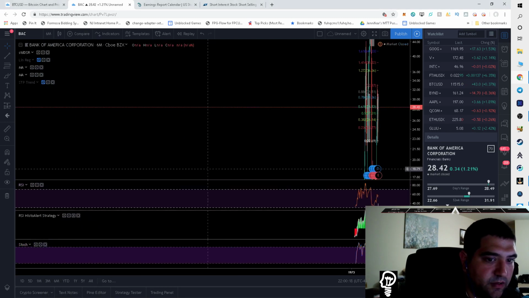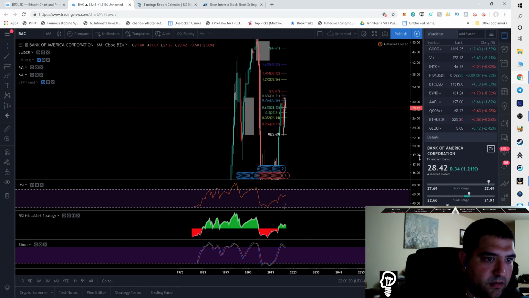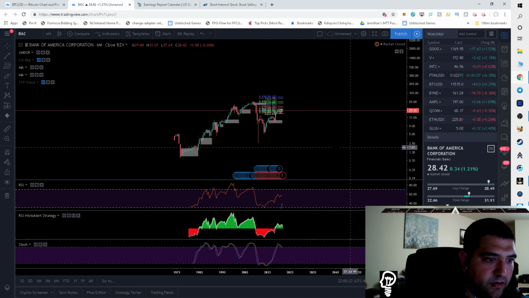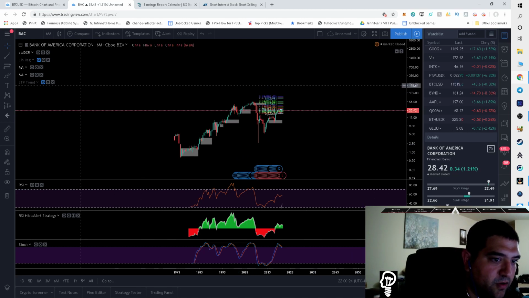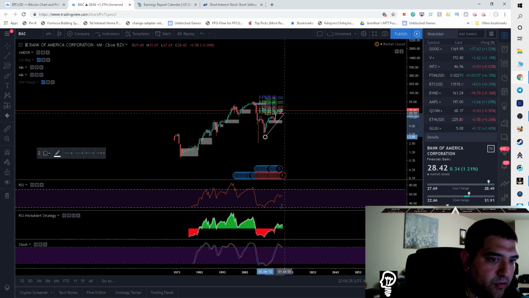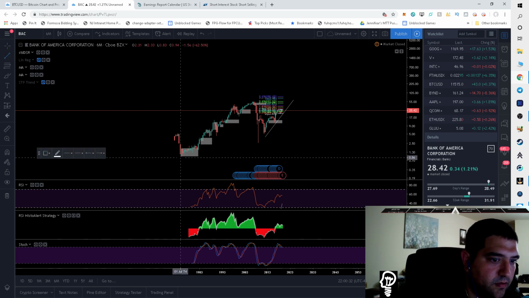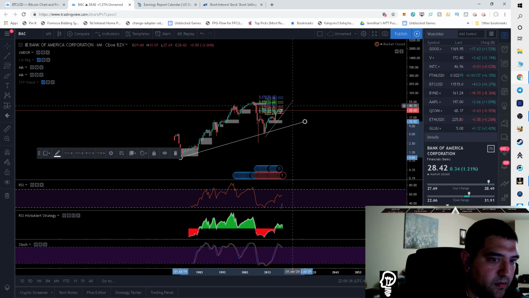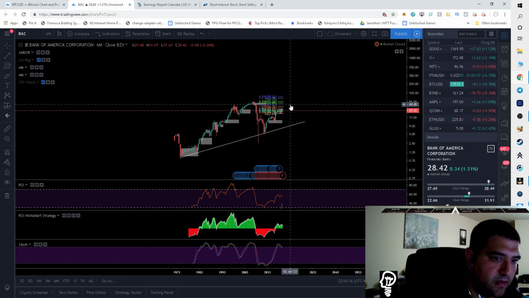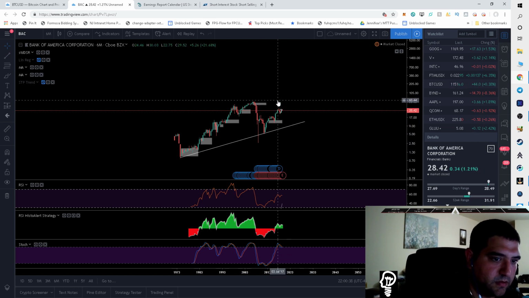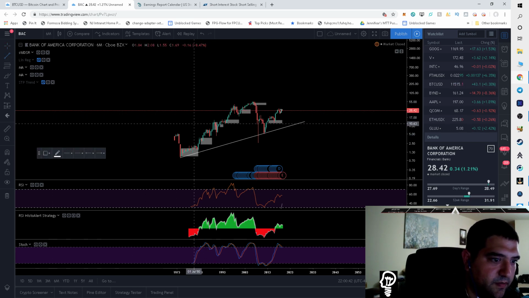Go to a 6 month. Just want to see the overall picture of this chart. I mean, you're overall in a bullish trend, right? Overall bullish trend. So you did have a nice little dump that happened there.